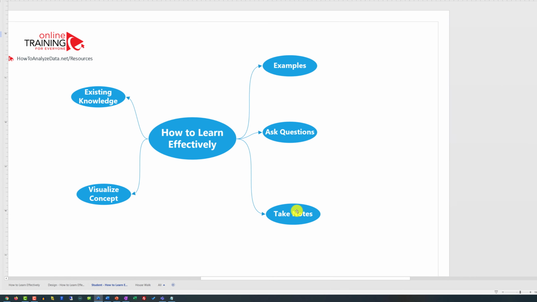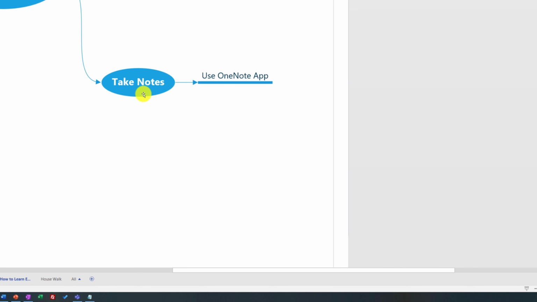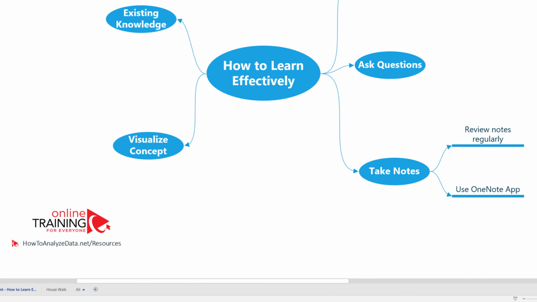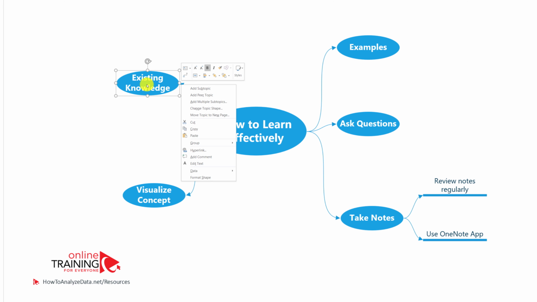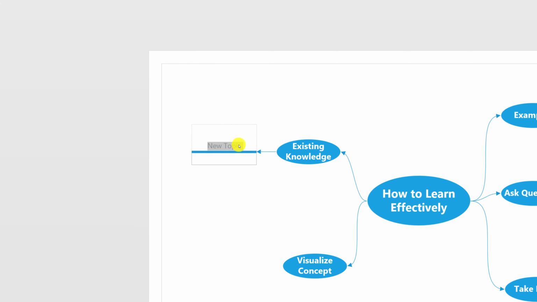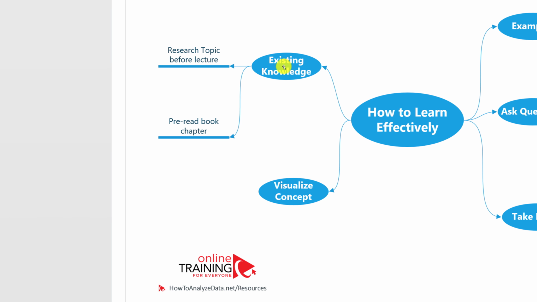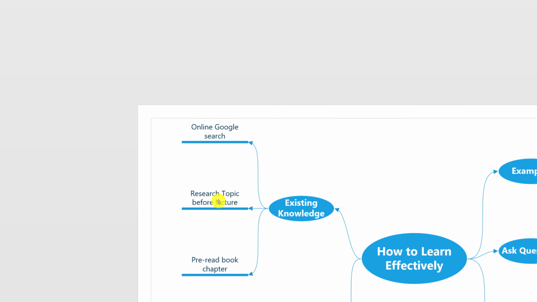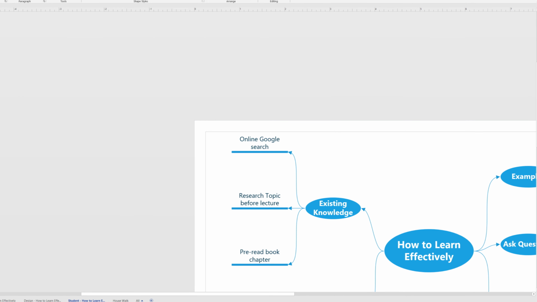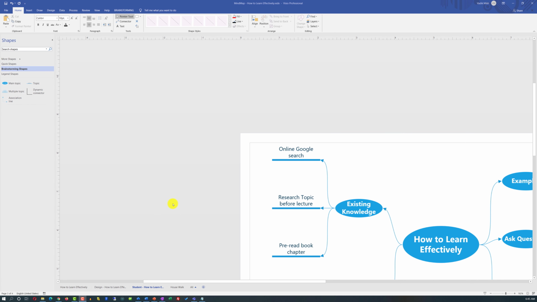For example, to take more effective notes, you can use OneNote application, and you can also review your notes more regularly. You can also do a couple things to connect new knowledge to something you already know. For example, you can research the topic before the lecture. You can also pre-read the book chapter, and you can also do online Google search on the topic. What's interesting is that online Google search and pre-reading of the book chapter could be variations of the research topic before lecture. It doesn't matter where you put them, as long as you capture the idea on the mind map and also follow the process.